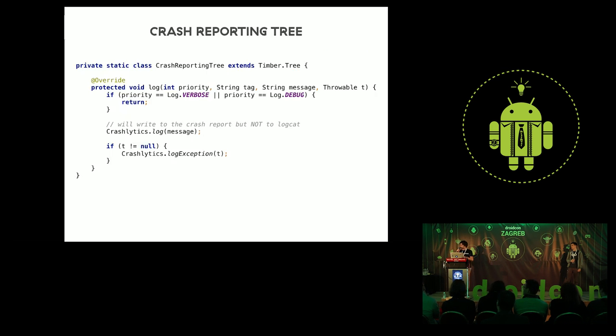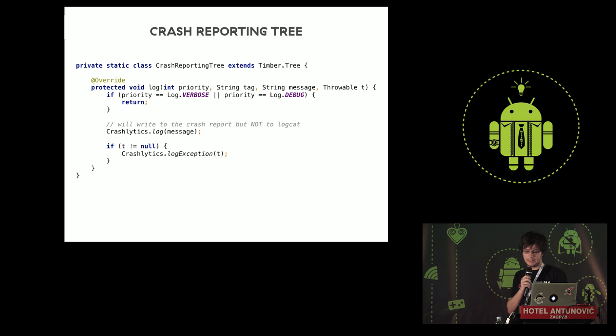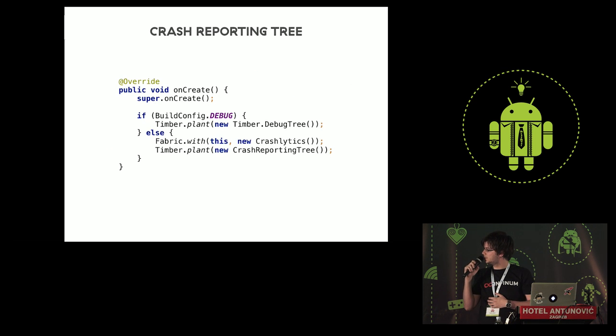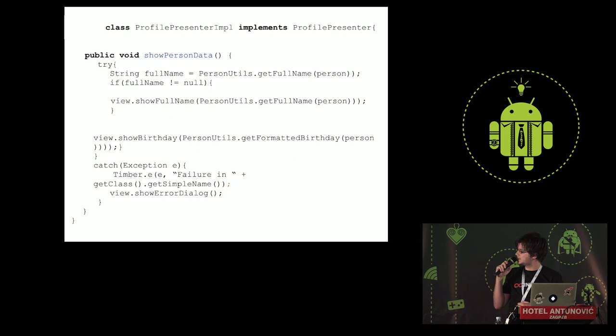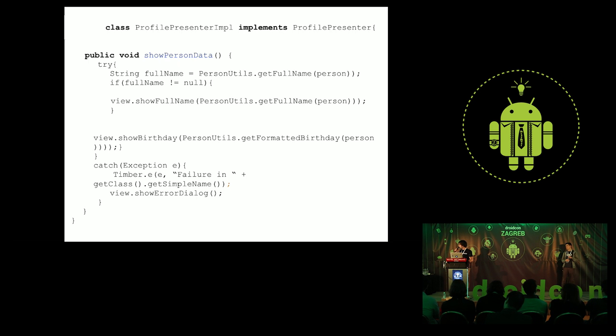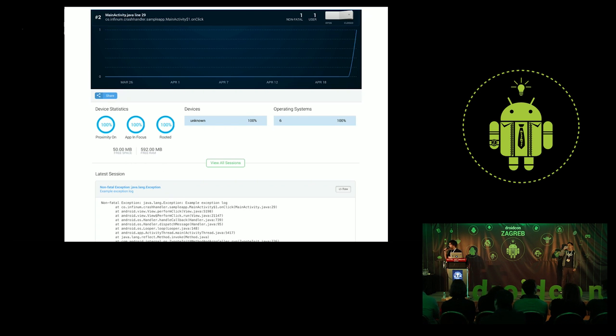But we can provide our own custom implementation of configuration. Let's say that we provide our own configuration called CrashReportingTree, which will log everything to Crashlytics which has priority higher than verbose or debug. And let's say that we will use the default configuration in our debug builds, and we will enable Crashlytics and set CrashReportingTree in our non-debug builds. And after that, we will log this exception with Timber. In debug builds, this exception will be logged to your system log. You can analyze it and fix it. But in production builds, this will actually be logged to Crashlytics as a non-fatal exception.